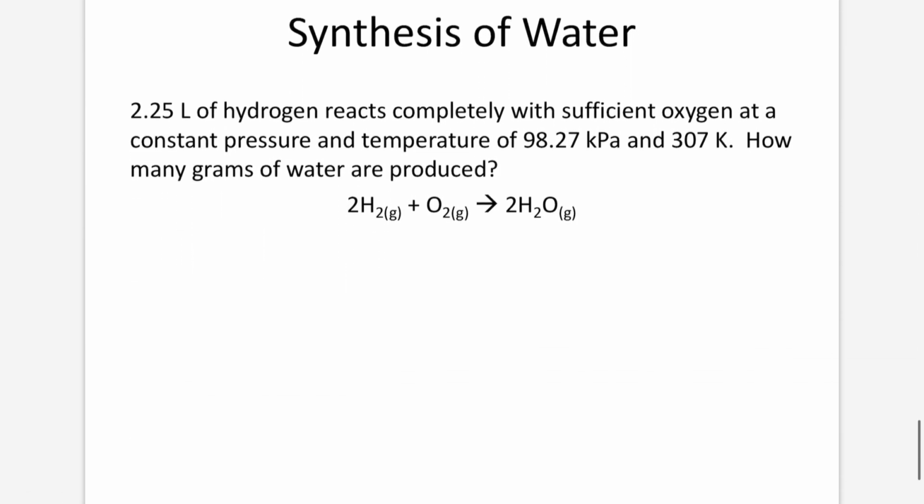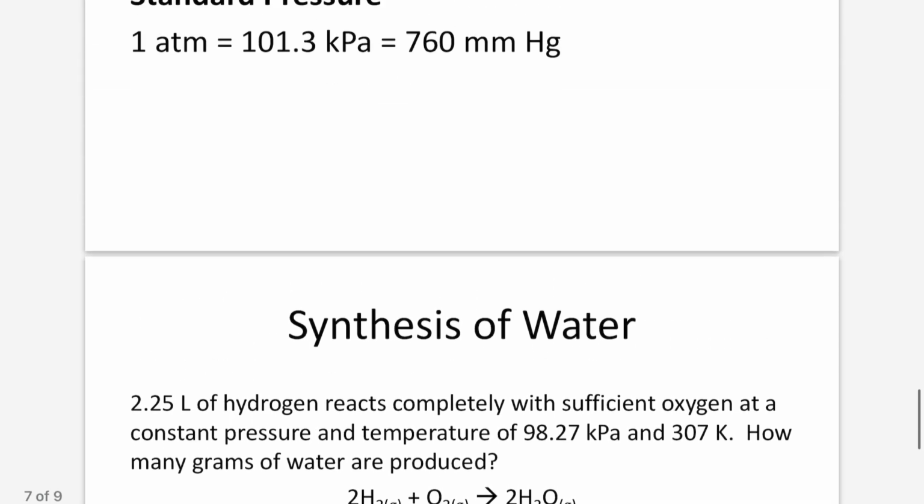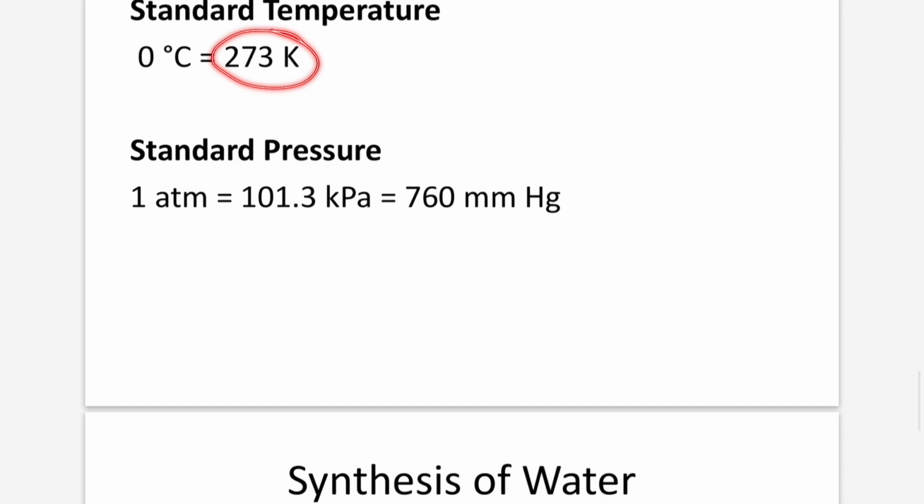So in this example, we're looking at the synthesis of water. We've got 2.25 liters of hydrogen reacting with sufficient oxygen at constant pressure and temperature of 98 kilopascals and 307 Kelvin. How many grams of water are produced? Again, we are neither at standard temperature nor standard pressure.